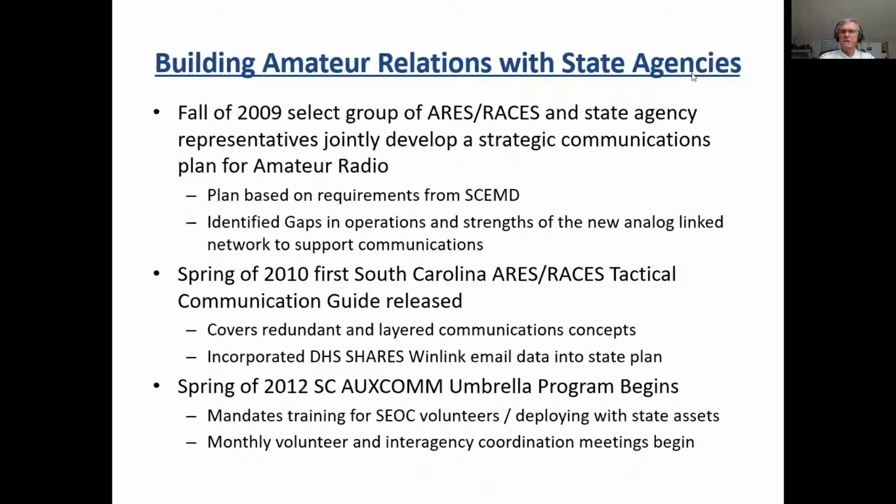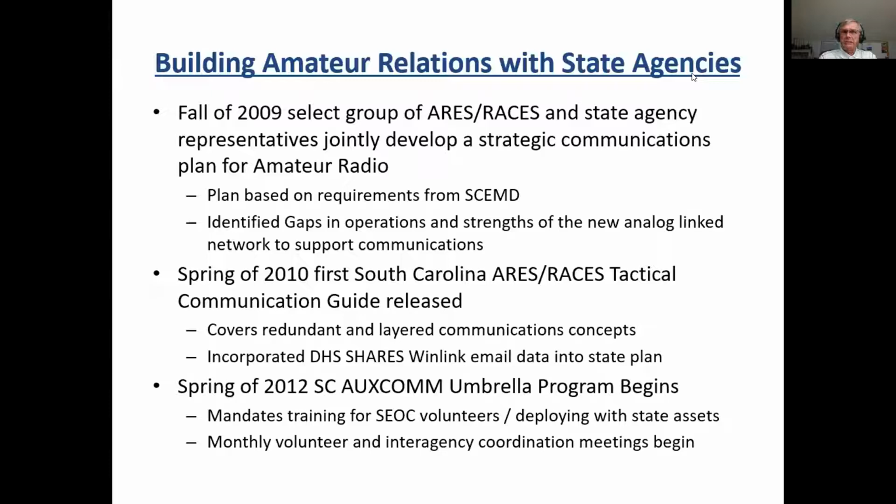Then a select group of amateur radio operators active in ARES and RACES, along with those who work for state agencies holding communication responsibility, jointly developed a strategic plan for communications. It took several months to do. And it was commented on by the volunteers around the state that were ARES and RACES, but it was pretty much done by some DECs and the state communications people.